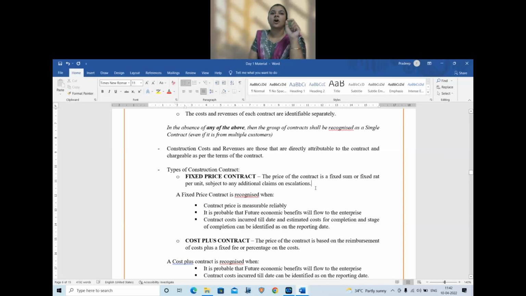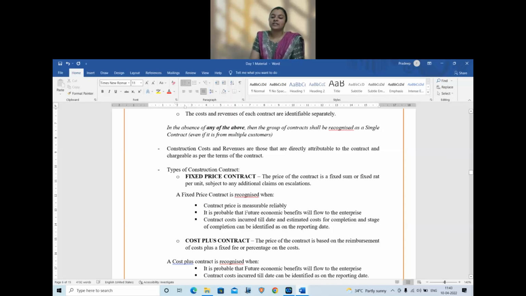What is a fixed price contract? The price of the contract, which means the value that you are going to get as revenue from that contract, is fixed, either as a lump sum or as a flat rate per unit. Like in all construction contracts today, buildings and all, they will say 1500 per square feet. So each square feet, they are assigning a rate. That is also a fixed price contract. Or if there is a lump sum agreement saying that for this contract, the value is 30 lakhs, they will come under the category of fixed price contract.